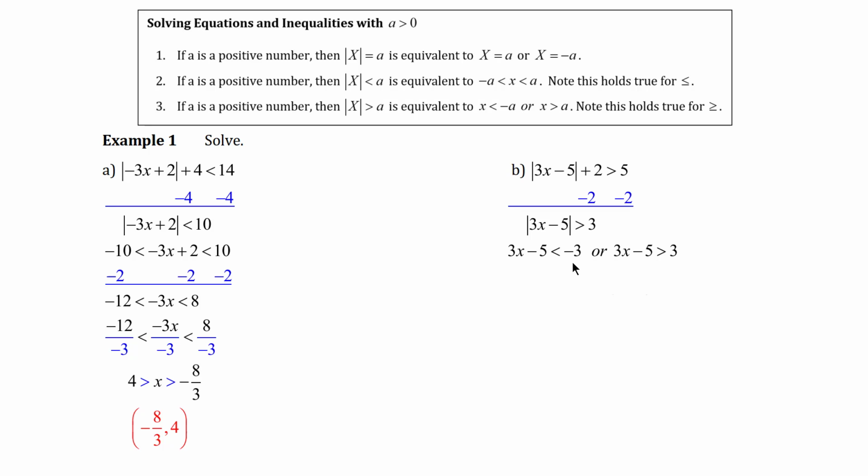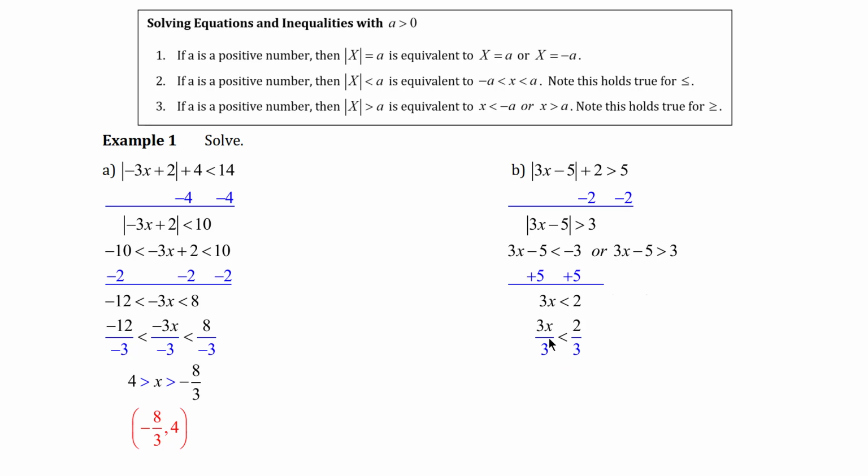Solving the first inequality, we get rid of the minus 5 by adding 5 to both sides of the inequality. Simplifying the left-hand side, the minus 5 and the plus 5 cancel out, and we bring down the 3x. On the right-hand side, the minus 3 and the plus 5 gives us 2, so we have 3x less than 2. From here, we get rid of the 3 in front of the x. We just divide both sides by 3.